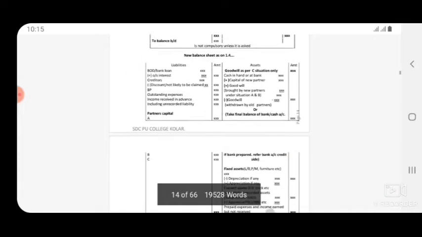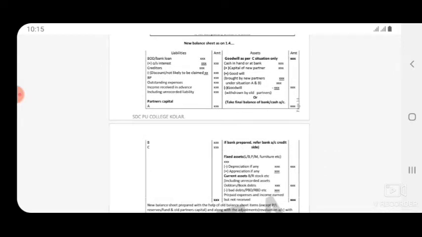Next, the new balance sheet. The new balance sheet is prepared with the help of the old balance sheet along with the adjustments. First, in a new balance sheet, this adjustment is very important: that is cash plus bank balance, we have to write it in the column. Add new partner's capital, add goodwill. If it is goodwill withdrawn, you have to minus, then the final amount will be in the outer column.